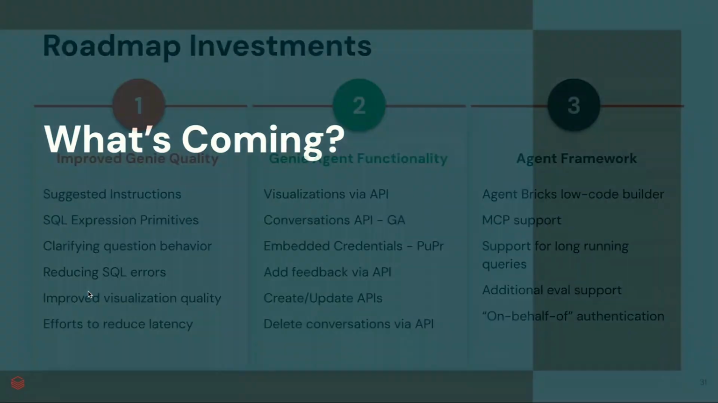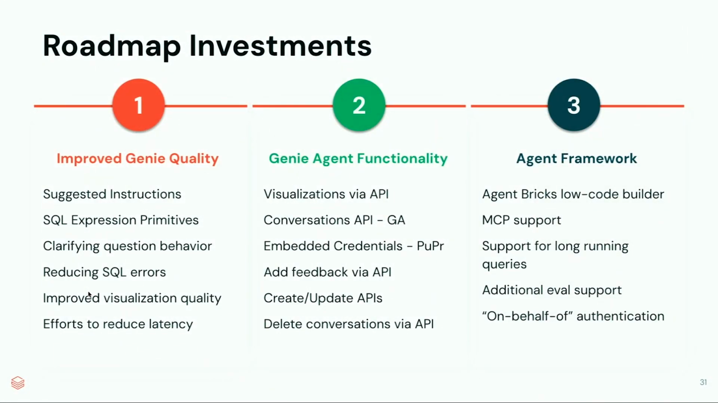But we are super excited about what's to come as well. There are three key investment themes. First is to continue making Genie the most accurate SQL agent that you have. We plan on making it easier for authors to add context by suggesting instructions and adding more primitive types for authors to add. We also plan on improving the base text-to-SQL with better clarification questions and reduced errors.